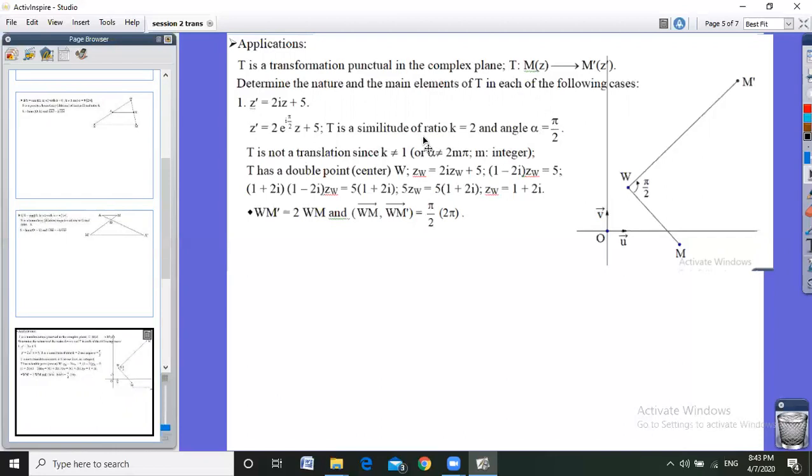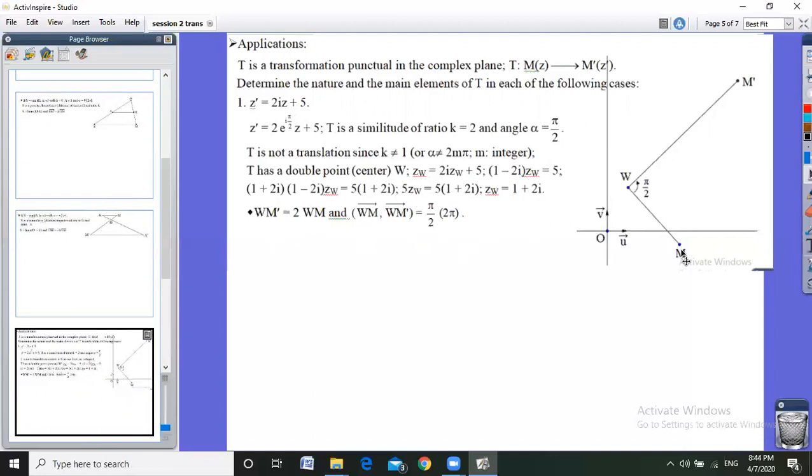Since it is a similitude, it is not a translation. This is the existence of the center, so it has a center. Since T is not a translation, it has a double point, or center. To find this center, we replace: T of omega equals omega, so z omega equals 2i z omega plus 5. We do the calculation to get z omega equals 1 plus 2i.